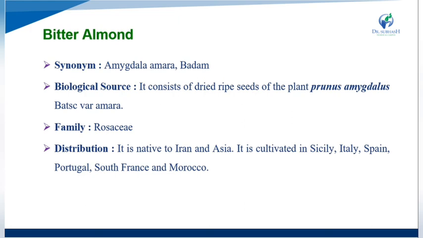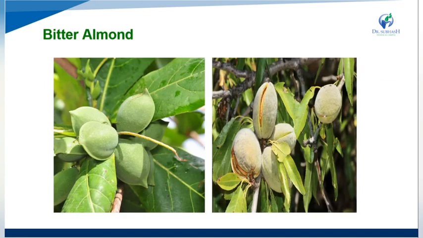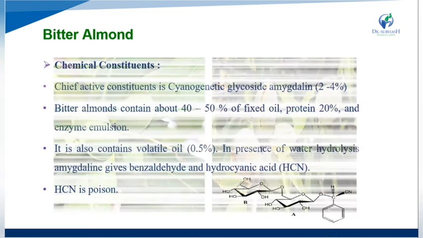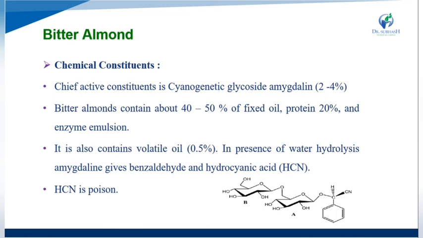Their distribution: it is native to Iran and Asia, and it is cultivated in Sicily, Italy, Spain, Portugal, South France, and Morocco. Okay, these are all the countries of distribution, mostly native to the Iran and Asia region. So this is the plant and fruit of the bitter almond. Okay. Now we see the chemical constituents of the bitter almond.